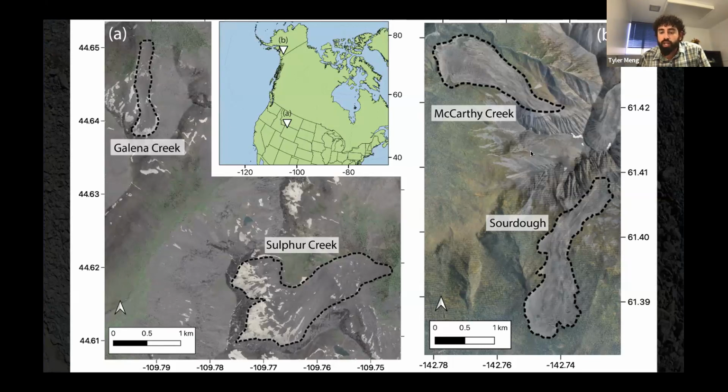And then McCarthy Creek up on the other side of the ridge of Sourdough Peak, we weren't able to access on foot, so we only have the airborne photogrammetry data there. But we're still able to make some really interesting comparisons between the two. So those are the two pairs of study sites we'll be looking at, and especially Galena Creek. That's kind of the type example of this rock glacier continuum that we're looking at.